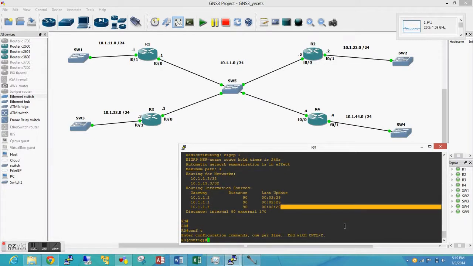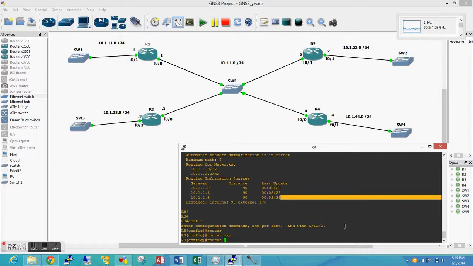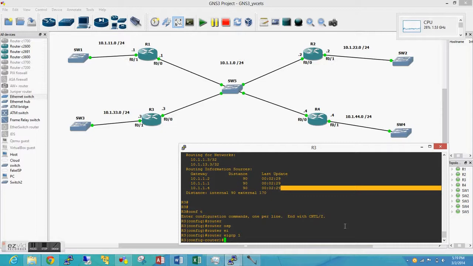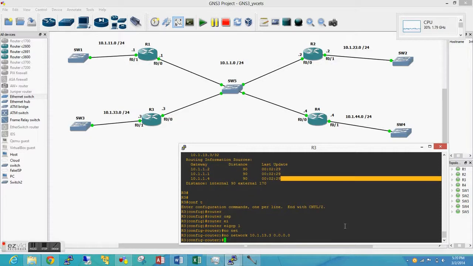Let's go ahead and try it. Let's get into global config, and we will do router OSPF. What am I doing? Router EIGRP, Autonomous System 1. Let's go ahead and negate the command: no network 10.1.13.3 0.0.0.0. So now that should no longer be there.